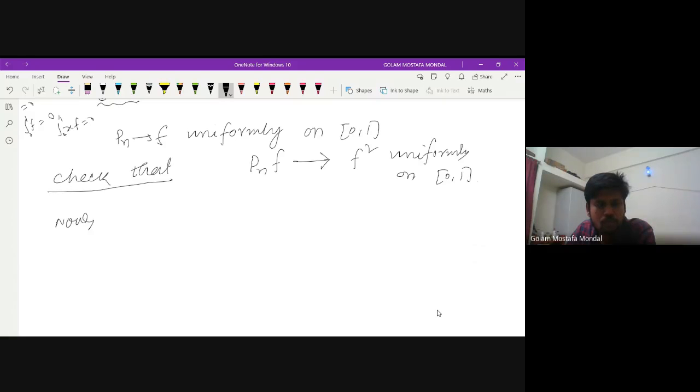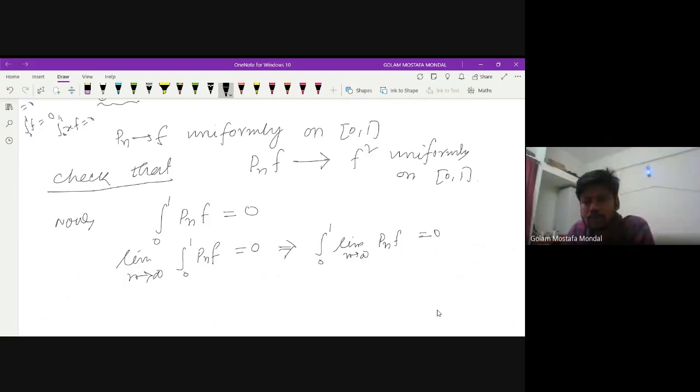So now we have this is equal to 0, integral 0 to 1. Now take the limit as n tends to infinity of the integral 0 to 1 Pn f. This is 0. This implies integral 0 to 1 of the limit as n tends to infinity of Pn f equals 0. Why? Because this convergence is uniform. Pn f converges to f square is uniform.